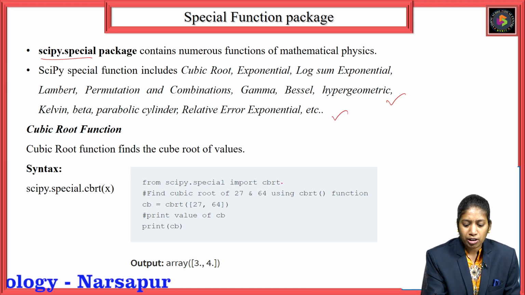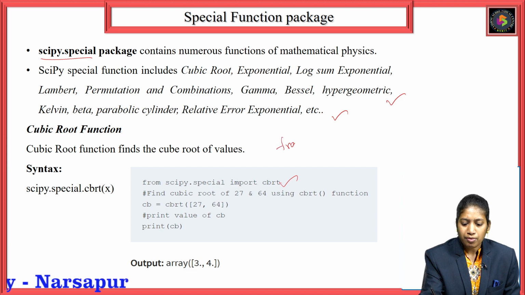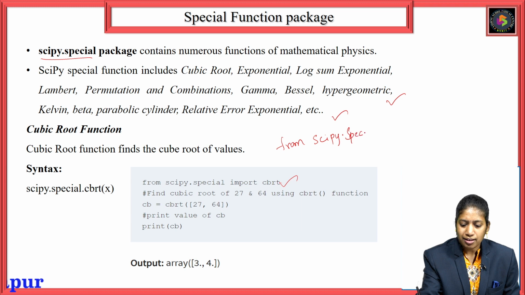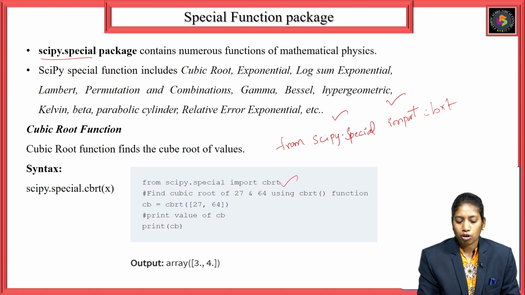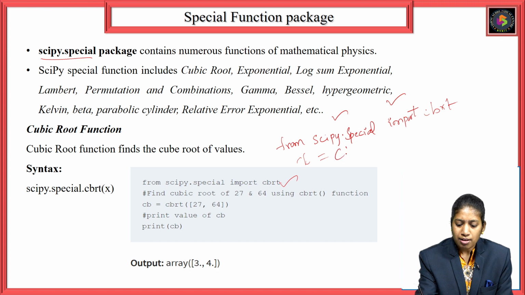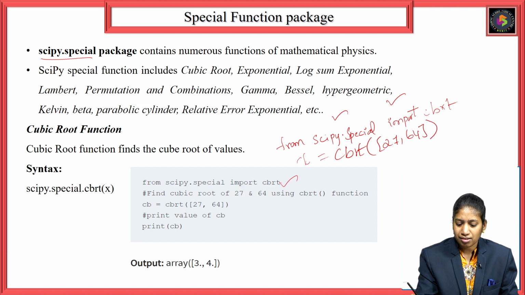That can be imported like this: from scipy.special, I am importing cbrt. cbrt is the cube root of a number. To find a cube root, I write cb equals cbrt, passing a list of 27 and 64. I just want to find the cube root of 27 and 64.